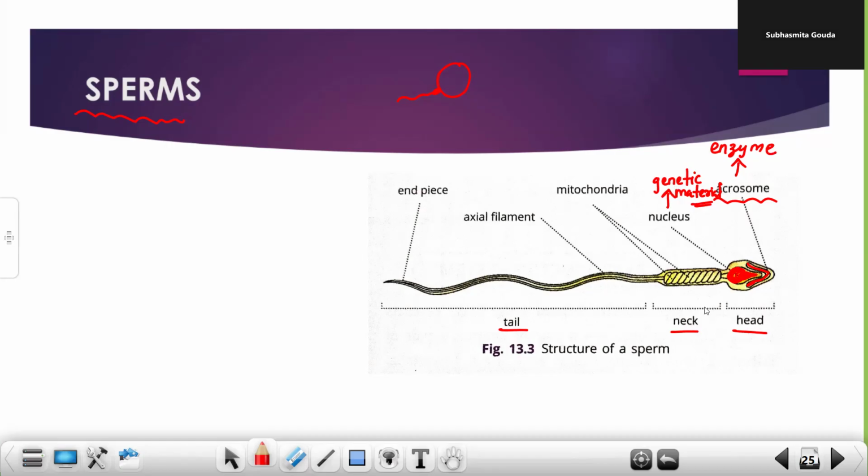Next, the middle piece. This one has the mitochondria. We already know that mitochondria is the powerhouse of the cell. Here also it provides the energy, the energy for sperm penetration and also sperm movement.